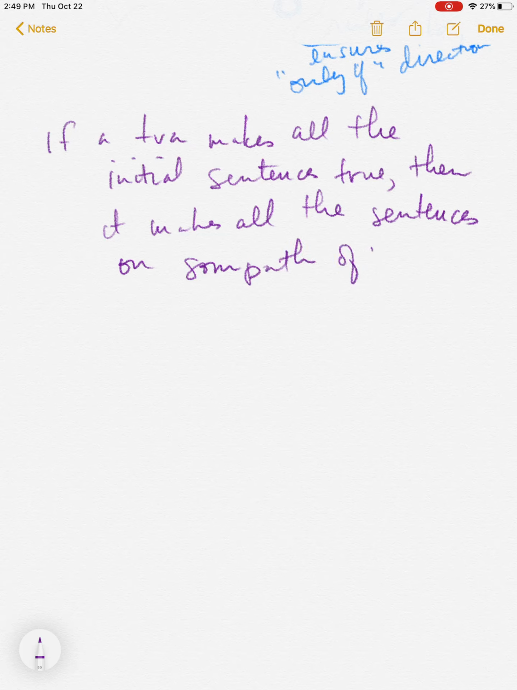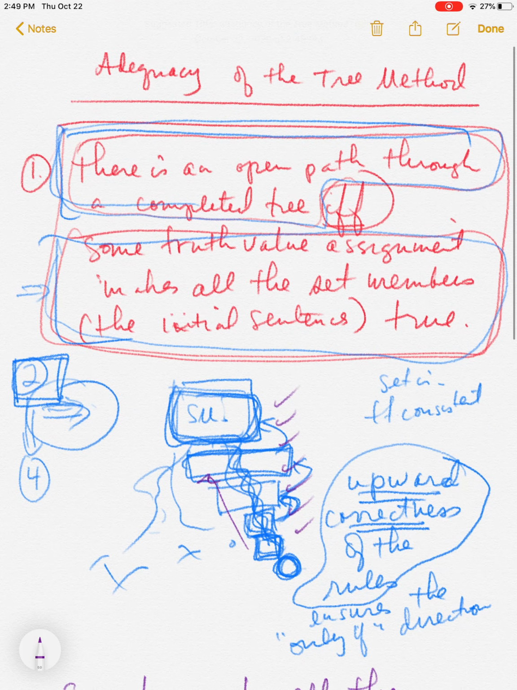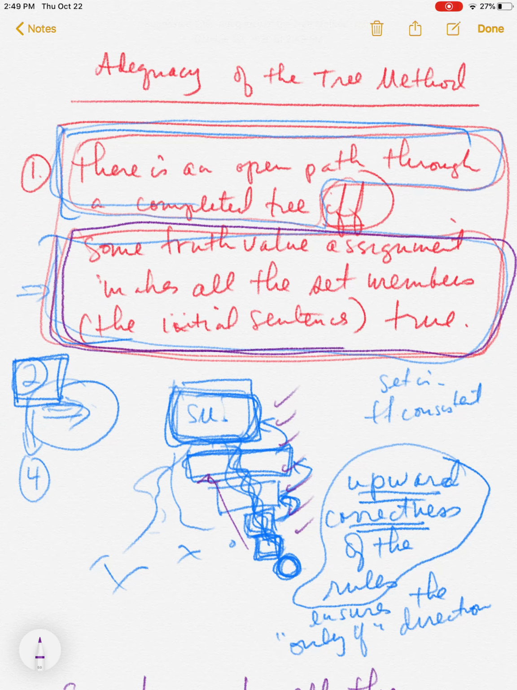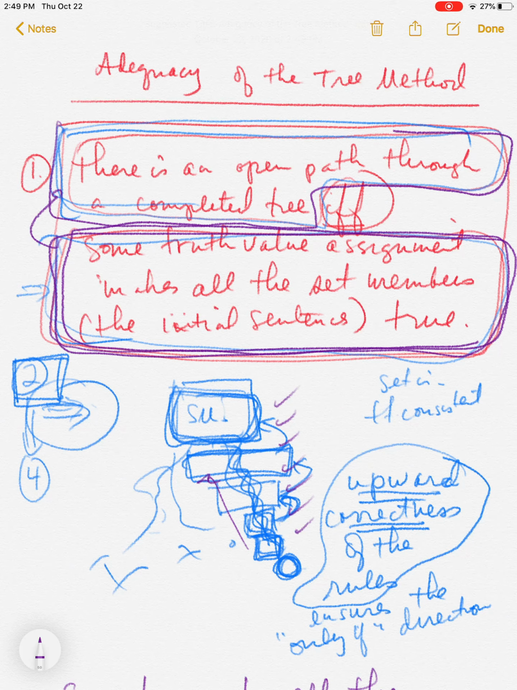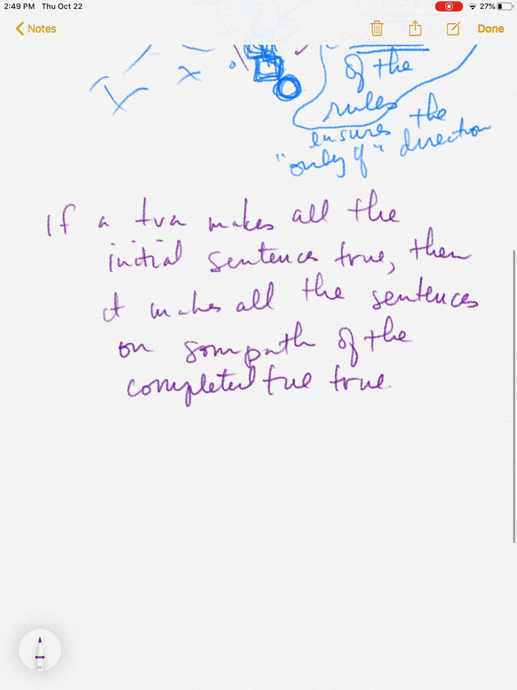Some path of the completed tree is true. And that is somewhat stronger than this direction: if there is a truth value assignment that makes the set members true, in other words, if the set is a truth functionally consistent set, then we're guaranteed that there's going to be an open path through the completed tree for that set. Okay? But this is what I've labeled proposition number 3, and it's a little bit stronger.